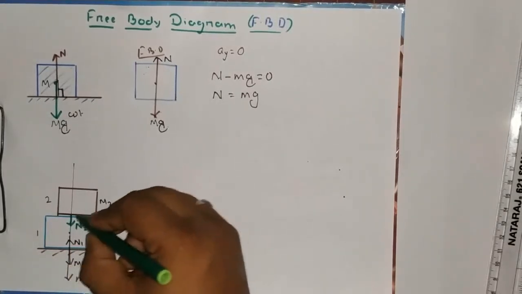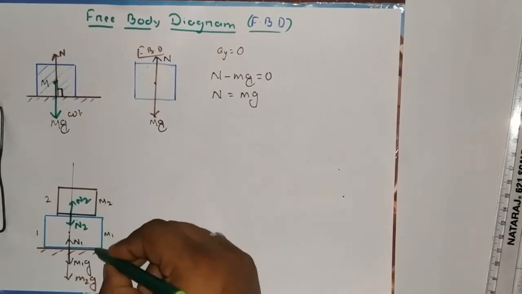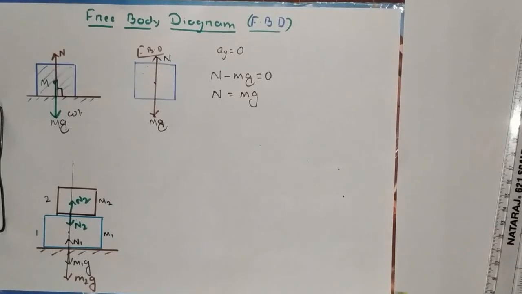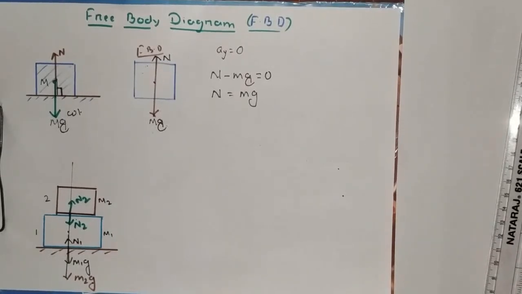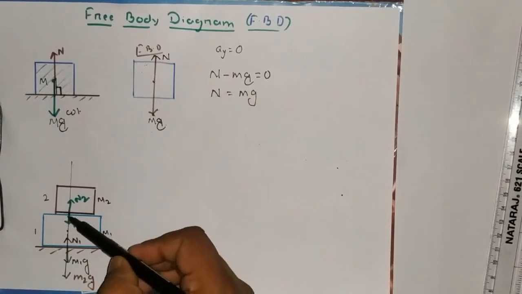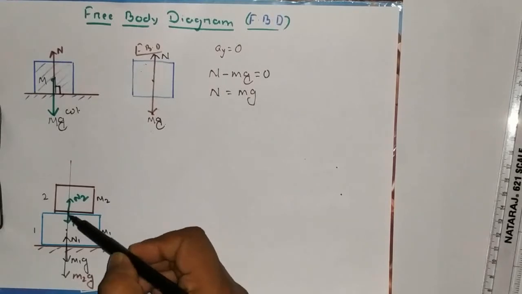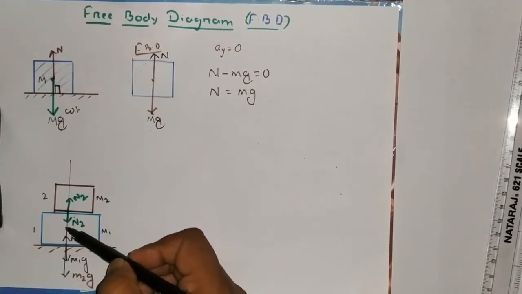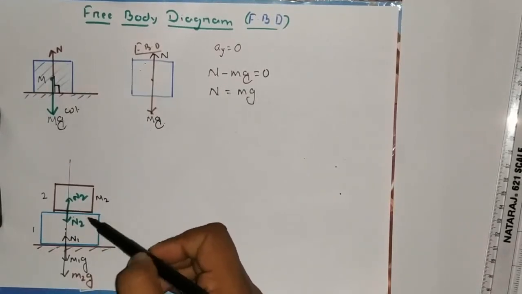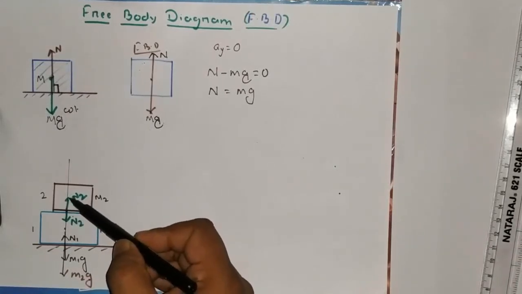Action and reactions are equal. So from here also, another reaction is there from 1 to 2. Again, there will be confusion, I know. Let us see it again. At this joint section, from 2 to 1, one normal reaction is acting downward. Again, from 1 to 2, another normal reaction is acting in the upward direction.